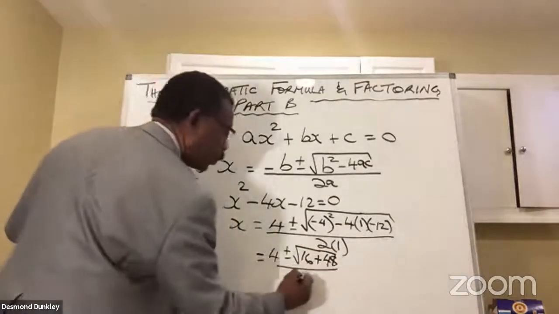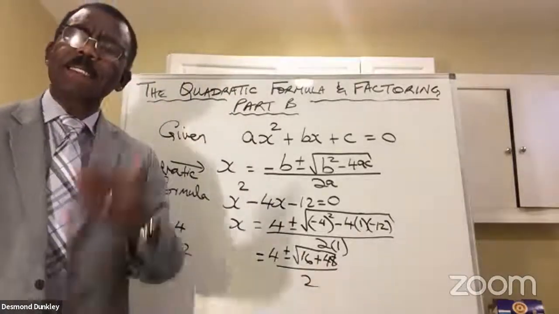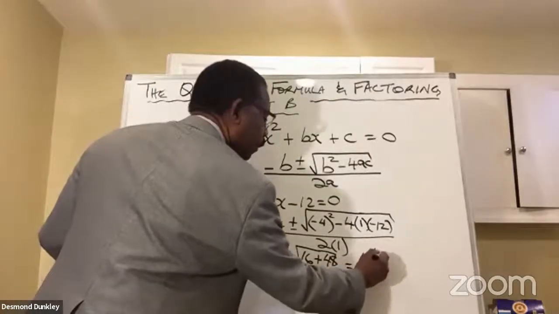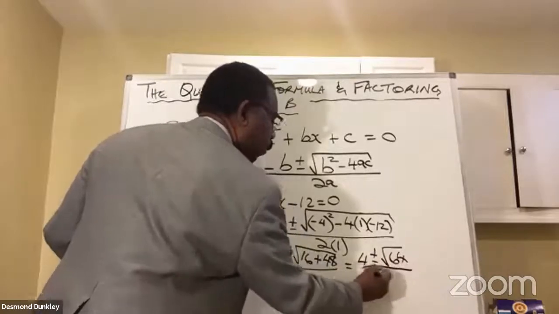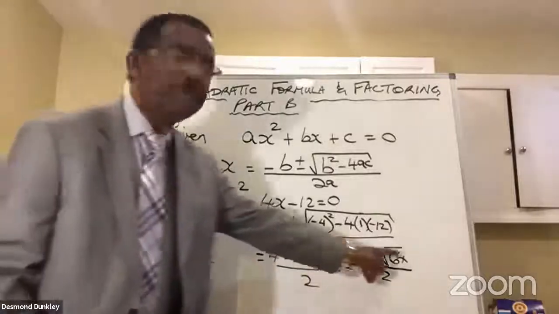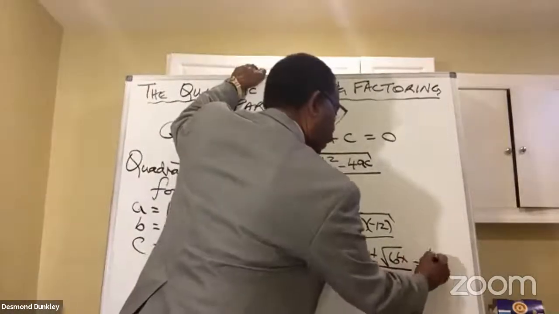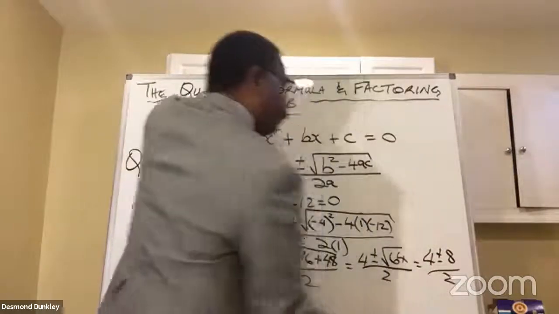All over 2. So 16 plus 48 is 64. So it's equal to 4 plus or minus the square root of 64 over 2. What is the square root of 64? Square root of 64 is 8. So it's going to be 4 plus or minus 8 over 2.